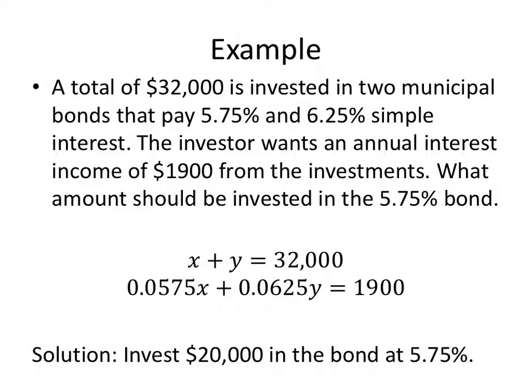Now I'm going to leave this one for you to solve. Personally, I would probably use substitution. I'd get y by itself and solve from there. But instead, you can multiply this entire top equation by negative 0.0625, eliminate the y's, solve for x. Either way, you should get an answer of $20,000 in the bond at 5.75%. Therefore, $12,000 in the bond at 6.25%.